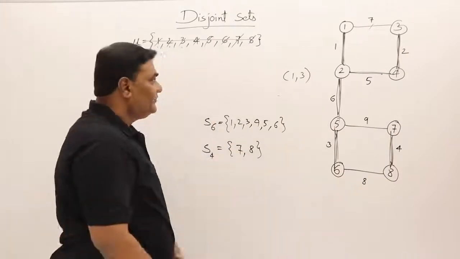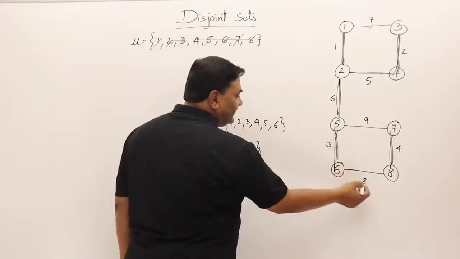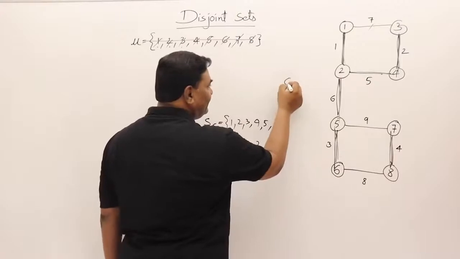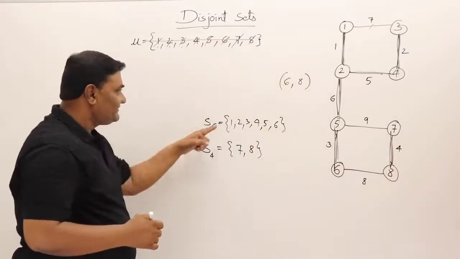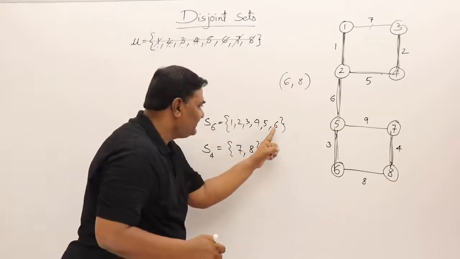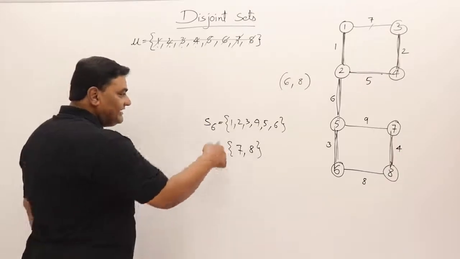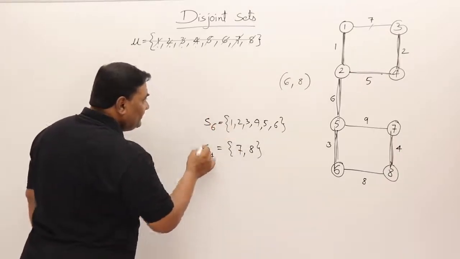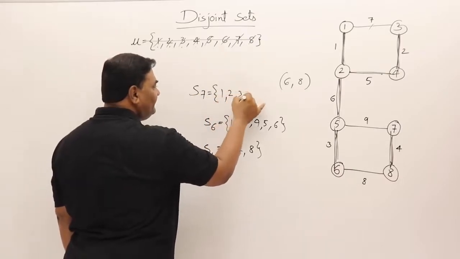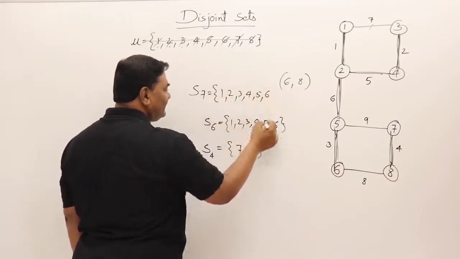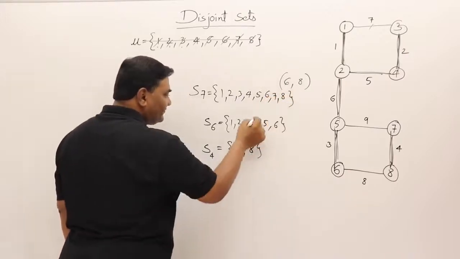Let us continue. After that 7th edge, the 8th edge is 6 and 8. Let us see. Find 6, 6 belongs here. Find 8, 8 belongs to this one. So they are in different sets. Perform union. Now we'll get the seventh set. What is that? 1, 2, 3, 4, 5, 6 from this set and 7, 8 from this set. So these two are gone.